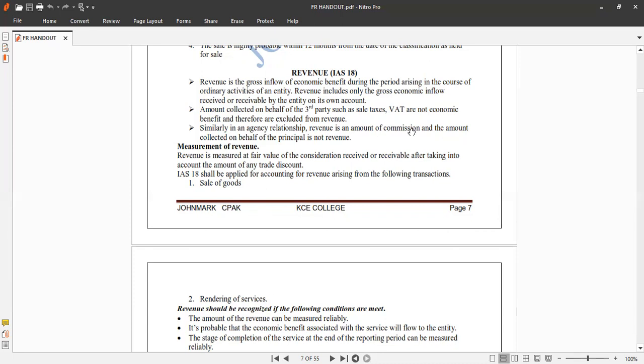In that case, what you should recognize as your revenue is only the commission. For example, you're entitled to a commission of 10%. So you should take 10% of that 1 million, which is 100,000. Now that's your revenue. But the other amount of 900,000 should be recognized as a liability because that amount does not belong to you, it relates to your principal. Good.